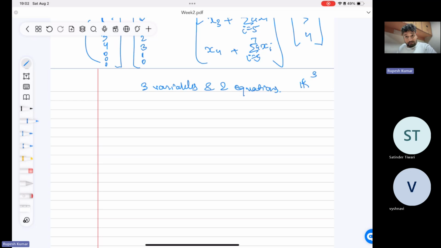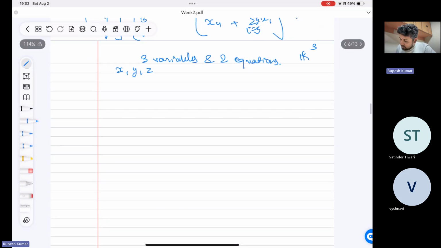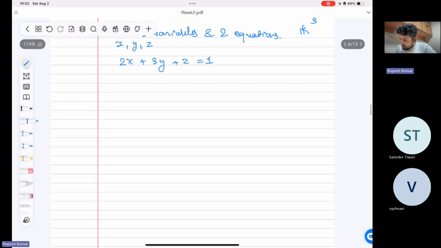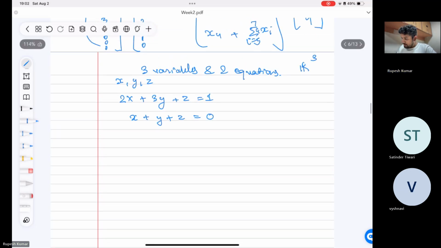Now let's formulate some examples, some system of equations. Let's say our variables are x, y, and z, and the relations are 2x plus 3y plus z equals 1. And then we have a very simple relation, x plus y plus z equals 0. So we have two equations and three variables. Let's try to solve this.